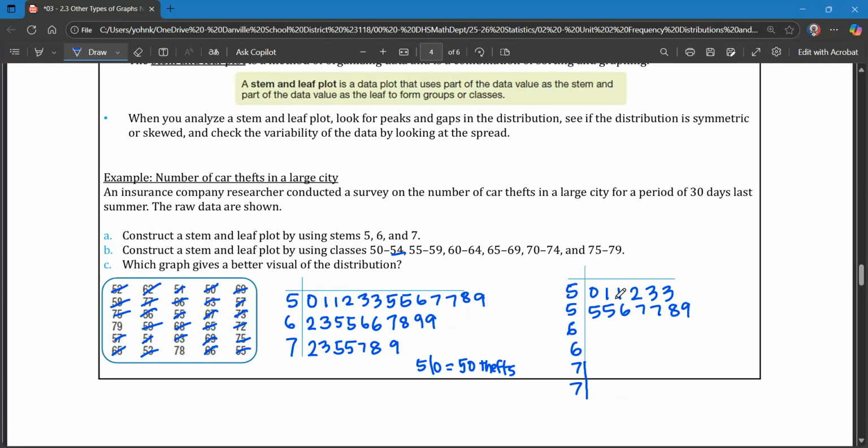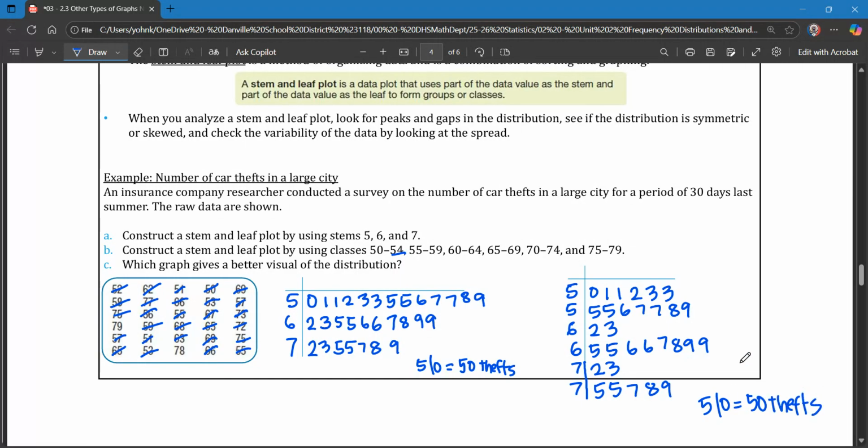So the 50s are fairly spread out with the number of thefts. You go to the 6s, and you got a 2 and a 3. And then the rest of it goes in the next one: a 5, and a 5, and a 6, and a 6, and a 7, 8, 9, and 9. And then the 70s are 2 and 3 again. And then it goes into 5 and 5 and 7 and 8 and 9. So now, again, do your key. So this is 5|0 equals 50 thefts.